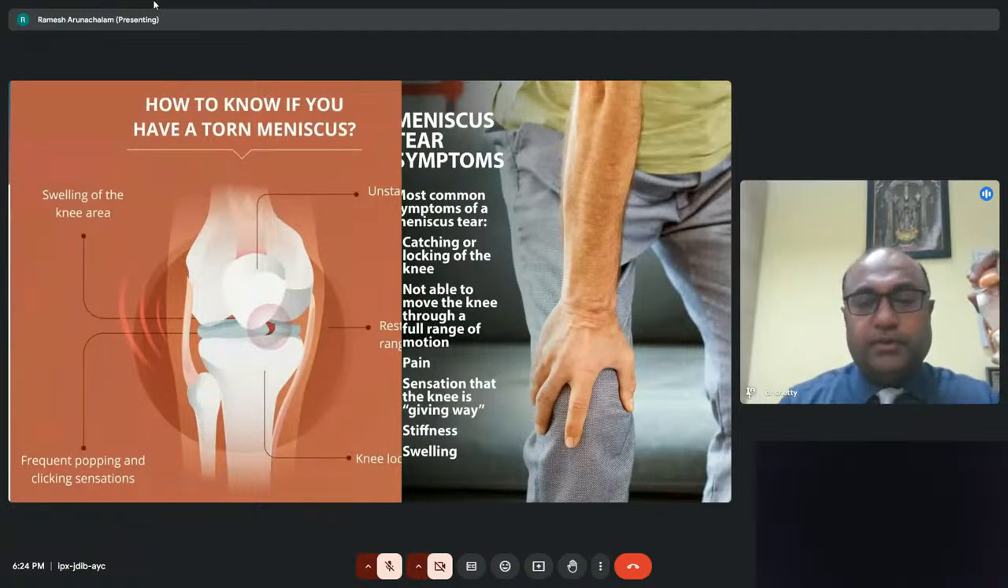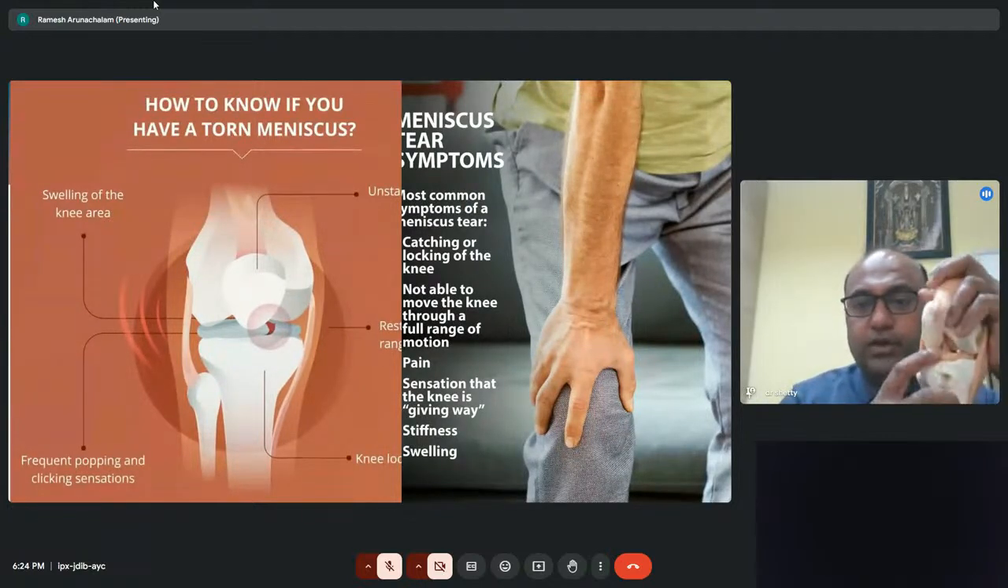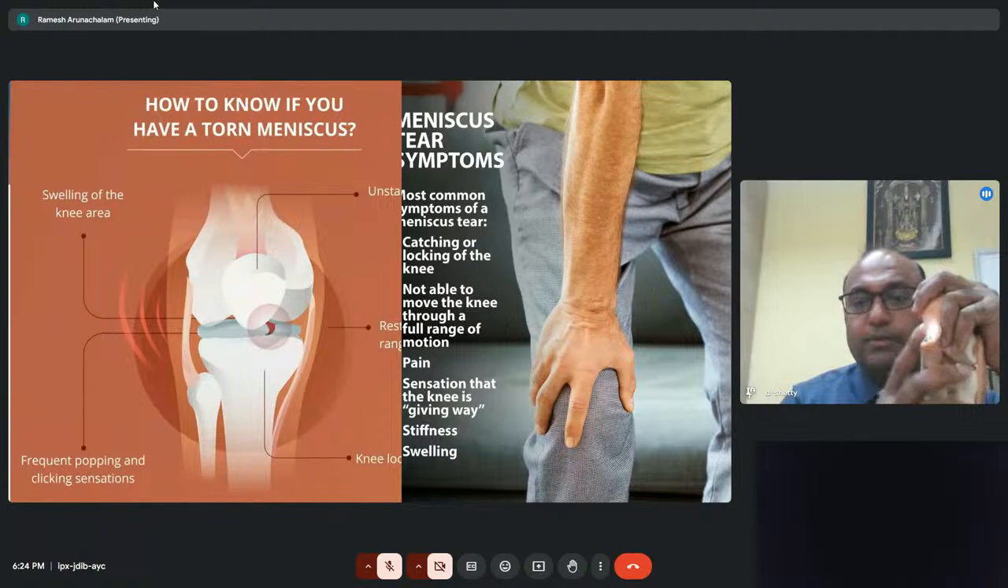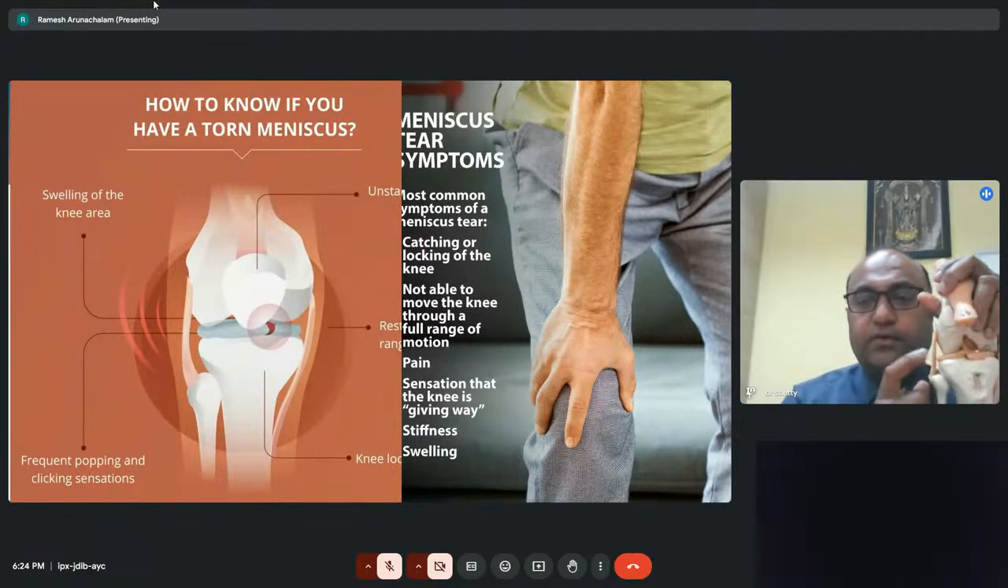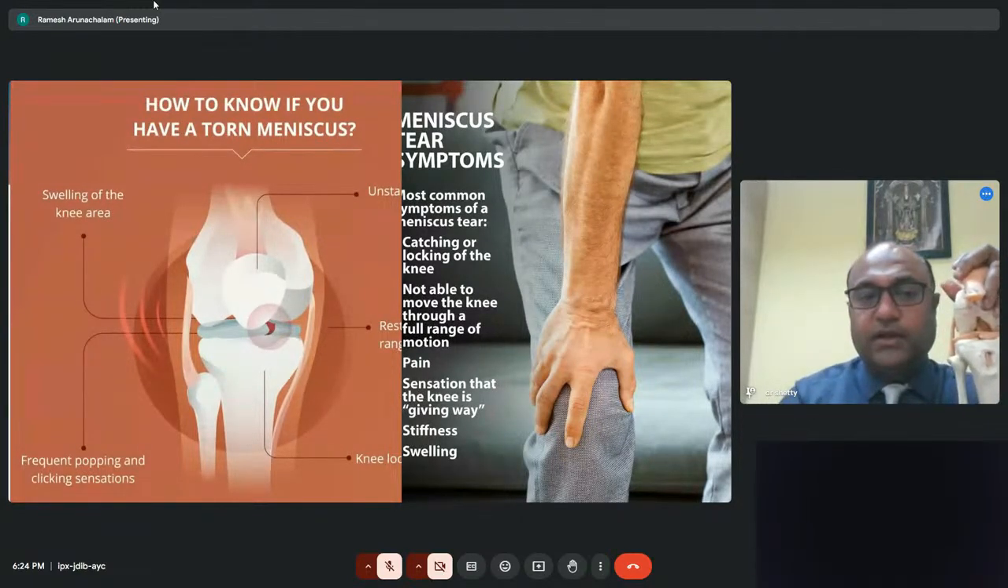How do you know if you have got a meniscus tear? As I mentioned, you'll have locking, catching, and repeated swelling in the knee. When you press your knee in one of the areas, you can have severe pain. So pain, locking, catching, and swelling. These are the various sensations that you can have if you have a meniscus tear. Next slide.